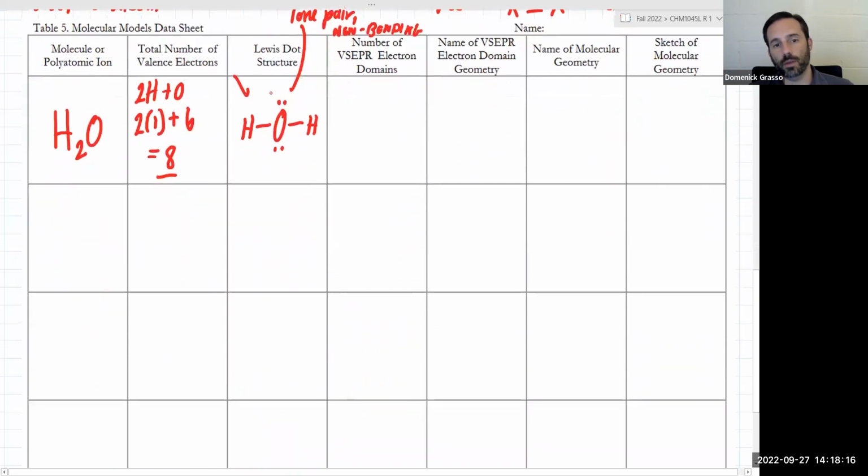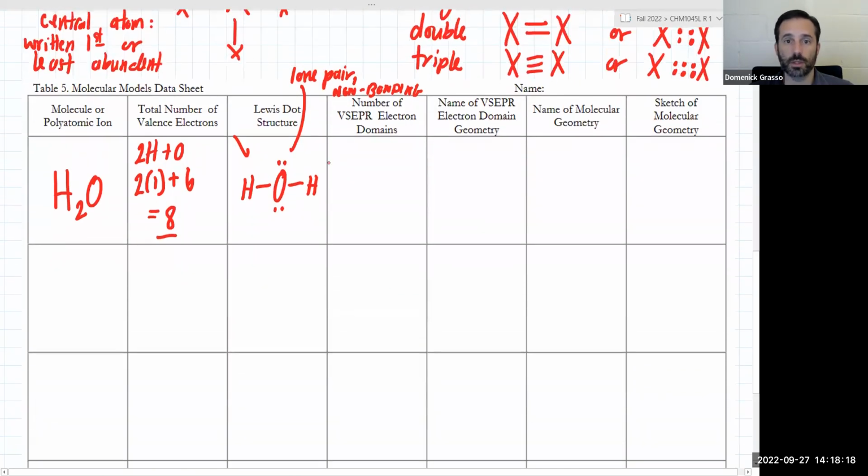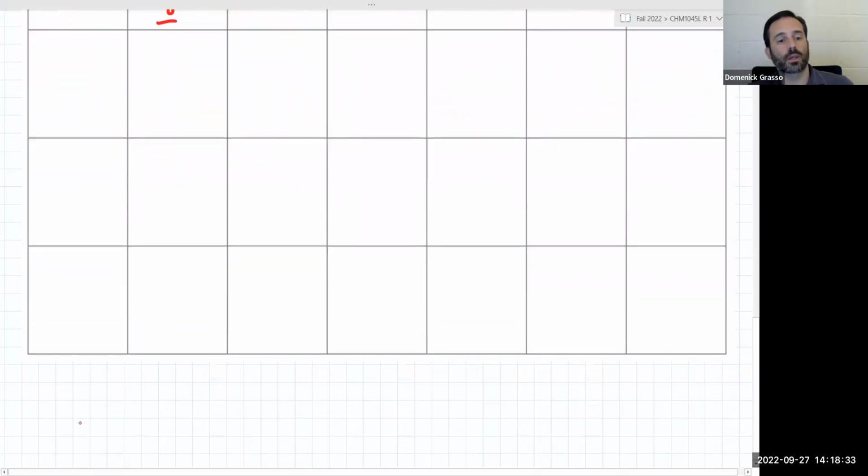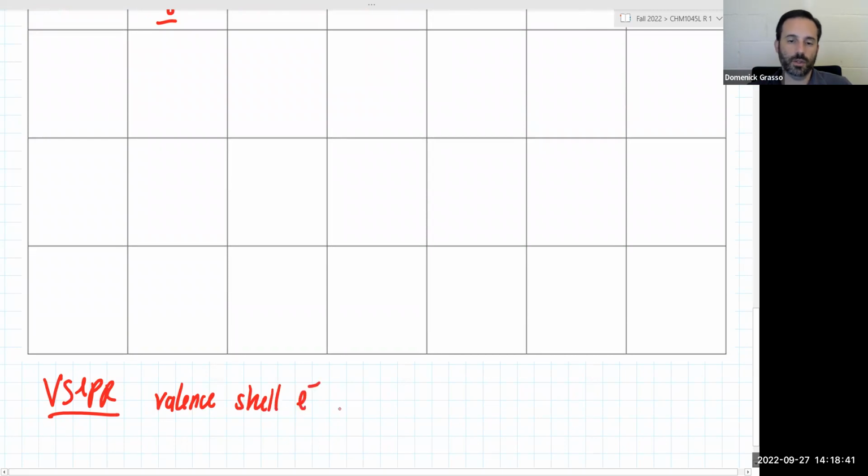But if I need to figure out my 3 dimensions, that's called VSEPR. Lewis structure gets us 2 dimensions. VSEPR gets us 3 dimensions. Those 3-dimensional shapes are shown in the diagrams on your data sheet. In general, VSEPR stands for valence shell electron pair repulsion.